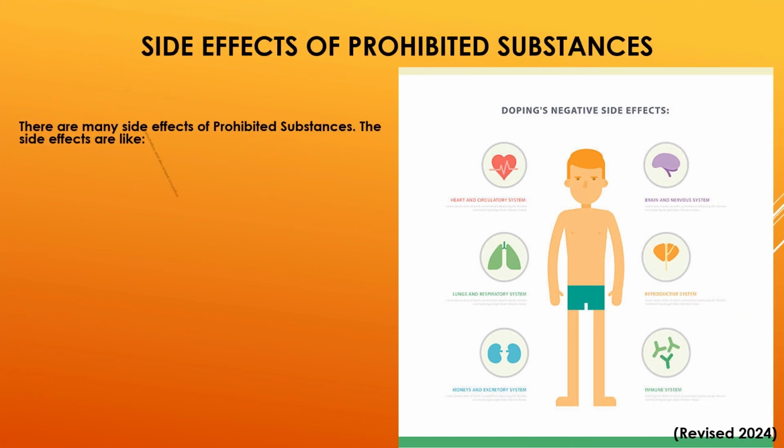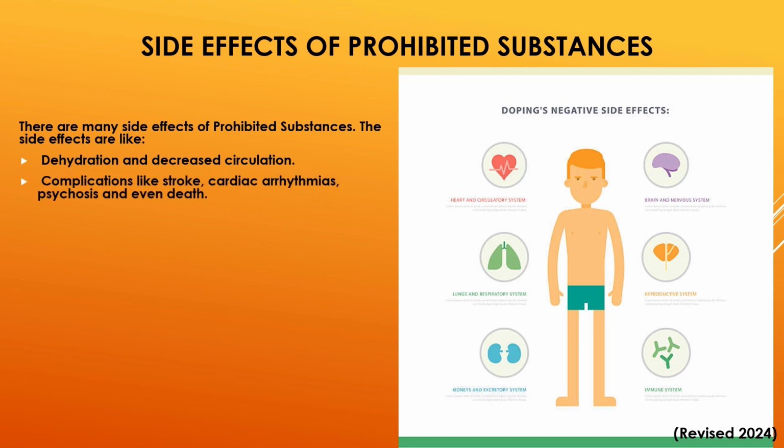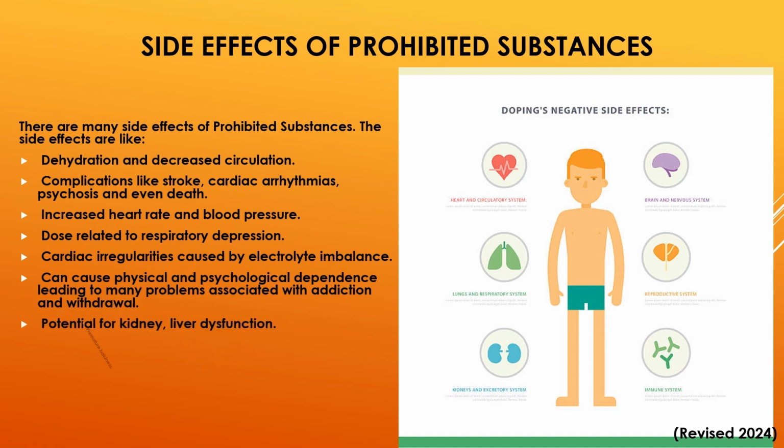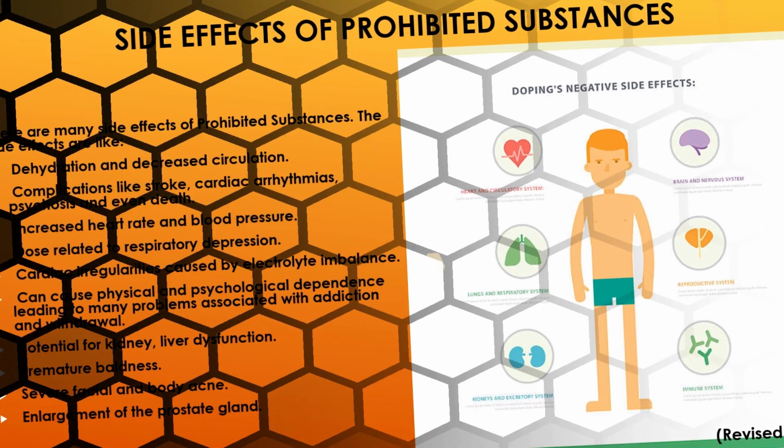Side effects of prohibited substances. There are many side effects of prohibited substances. The side effects are like dehydration and decreased circulation, complications like stroke, cardiac arrhythmias, psychosis, and even death, increased heart rate and blood pressure, dose-related respiratory depression, cardiac irregularities caused by electrolyte imbalance, physical and psychological dependence leading to many problems associated with addiction and withdrawal, potential for kidney and liver dysfunction, premature baldness, severe facial and body acne, and enlargement of the prostate gland.